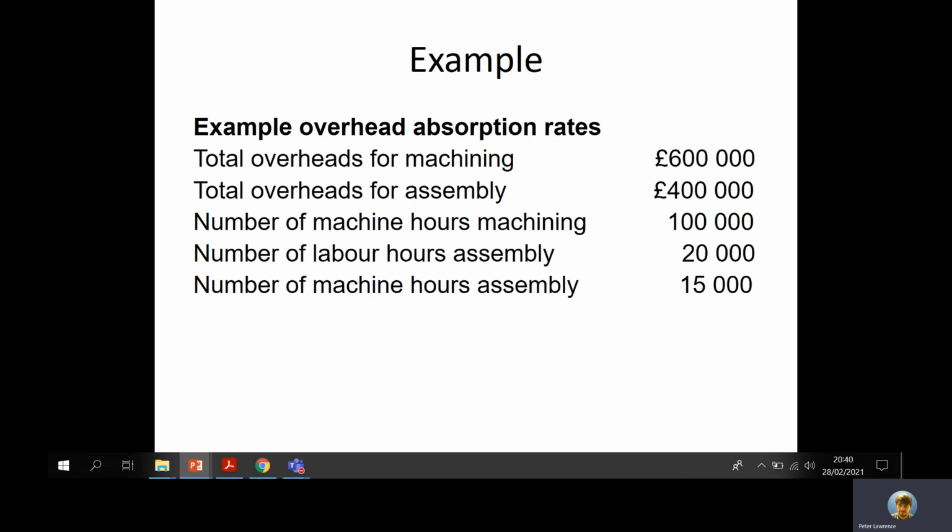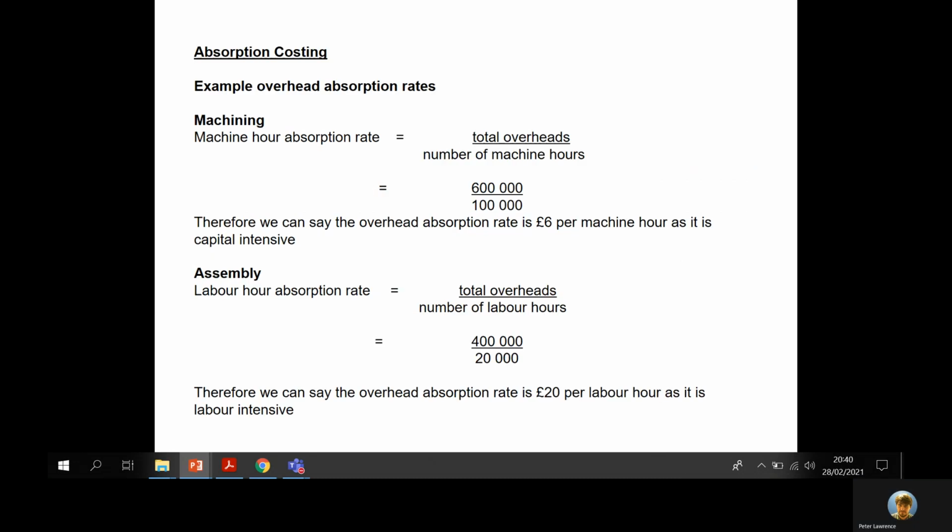So, moving on. We're going to work out our overhead absorption rates for each department. So remember that the total overheads for machining were 600,000 and it has a total number of machine hours of 100,000. Therefore, we can say the overhead absorption rate is £6 per machine hour as it is capital intensive. It uses more machine hours than labour hours.